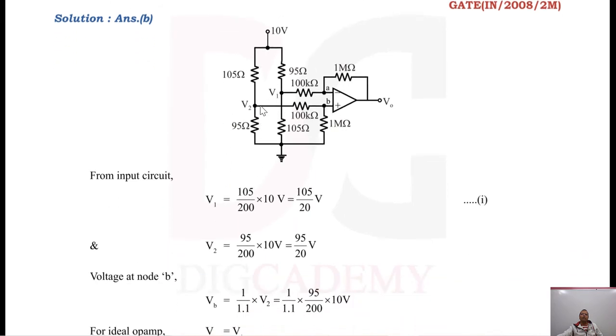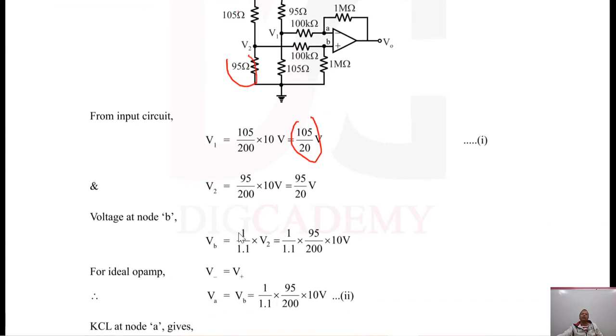So you simply apply the voltage divider rule. So V1 is what? Voltage across this resistance. So that is 105 divided by 105 plus 95, 200. So that is this voltage. What will be V2? This resistance divided by sum of these two into 10 volts. So that is this voltage. So we have obtained V1 and V2. So next step is find the voltage at the non-inverting terminal. That is the simple procedure for every op-amp. So find the voltage at the non-inverting terminal.